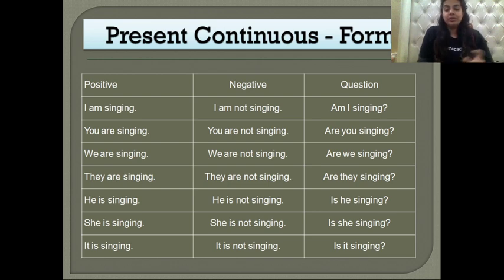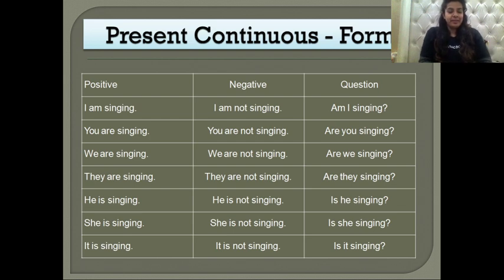And when we are using the negative form, when we are making it a negative question form, we are saying you are not singing. So are not can also be contracted and spoken as aren't, A-R-E-N apostrophe T. So there comes the role of apostrophe also.